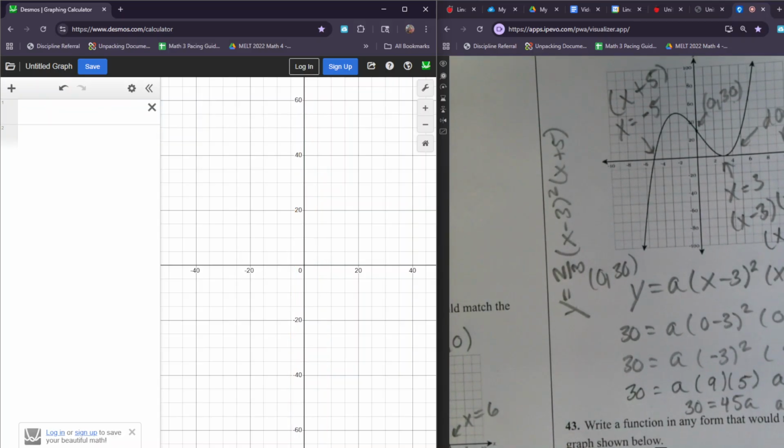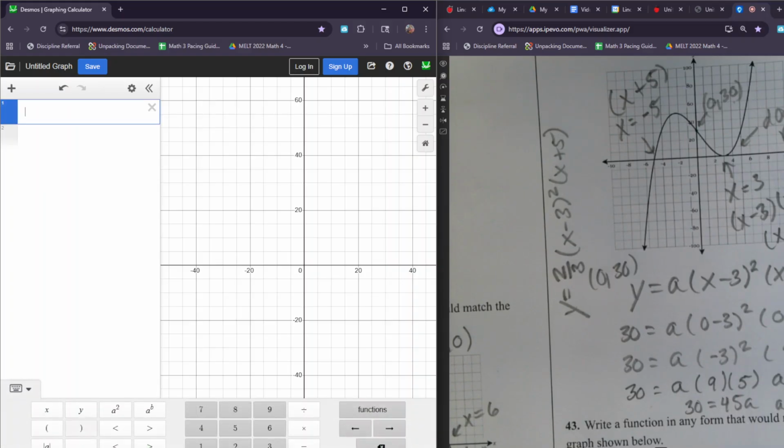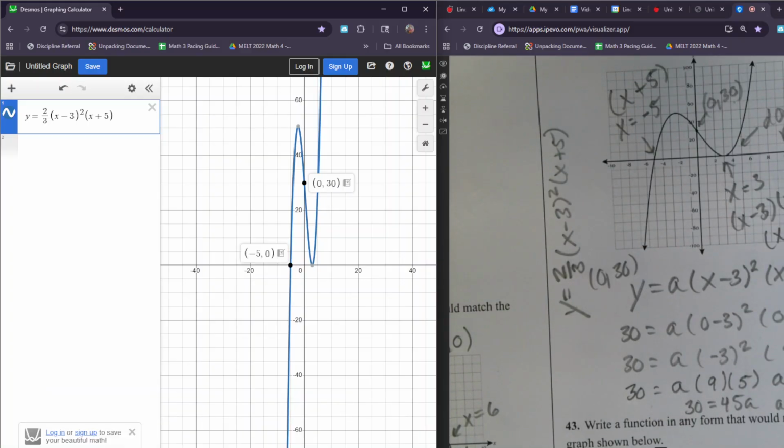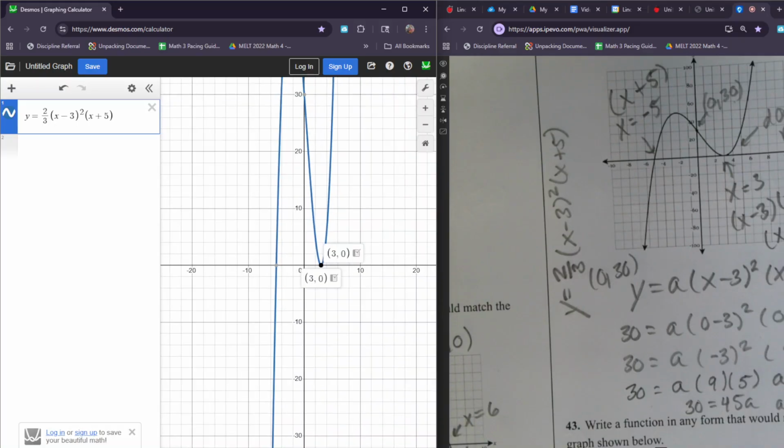I'll do that real quick. It should match your graph just like you see it. So y equals 2/3 times x minus 3 squared times x plus 5. All right, there's my y-intercept. There is my negative 5. This is just a different window, you can blow it up a little bit. 3, negative 5, that looks good. Double root at 3, and a y-intercept at 30.